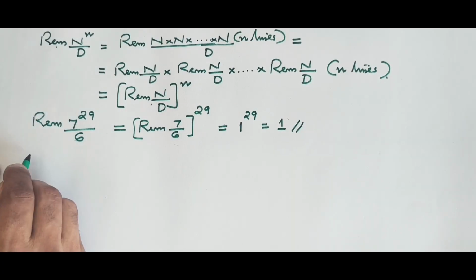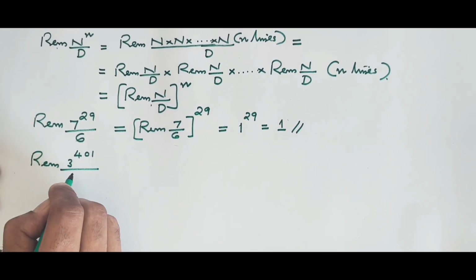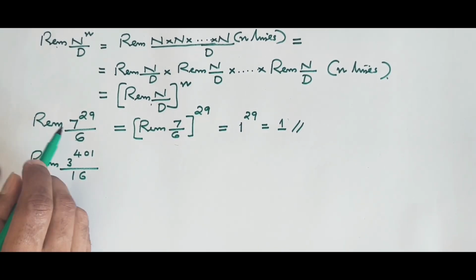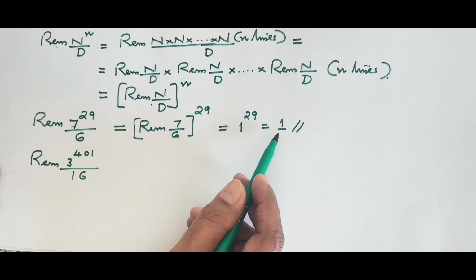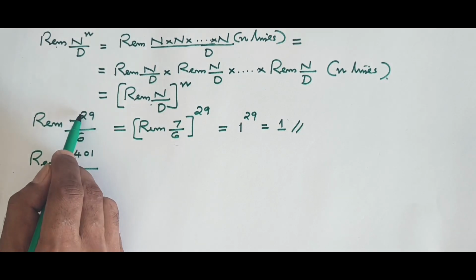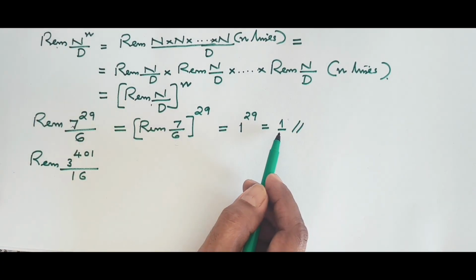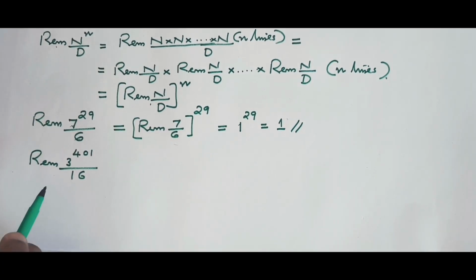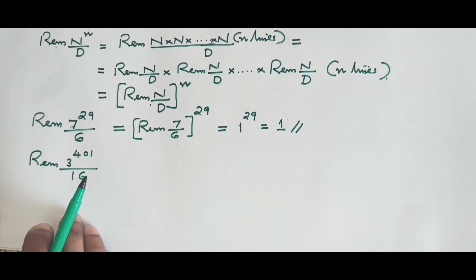Now let me rewrite the problem given to you. Remainder of 3 to the power of 401 when divided by 16. See, in the previous problem, if you look at the difference between these two numbers, that is 1. And you got the final remainder as 1. And this exponent has no significance or relevance here, because whatever the number given here instead of 29, the final answer will be 1. Whereas in this case, the difference is not 1. The difference between 3 and 16 is not 1. So what do you do in that case?